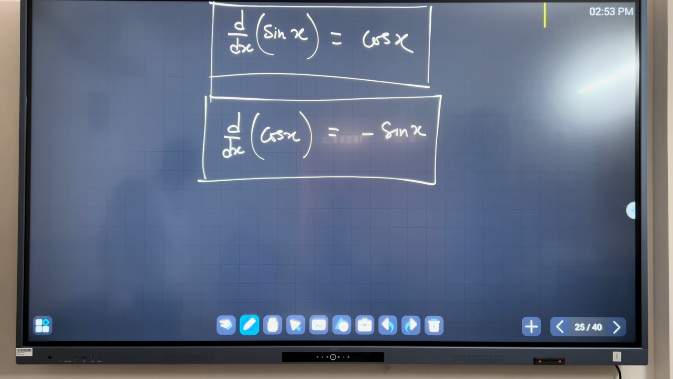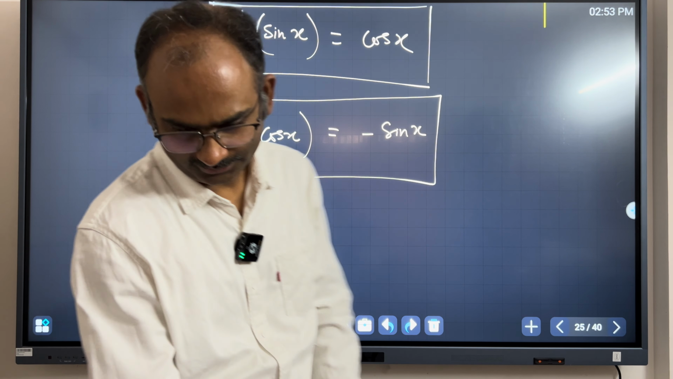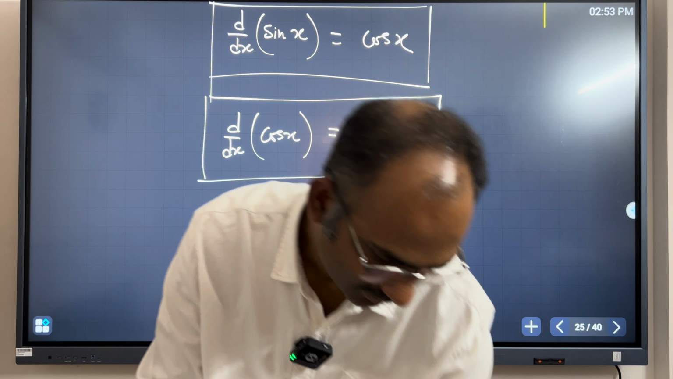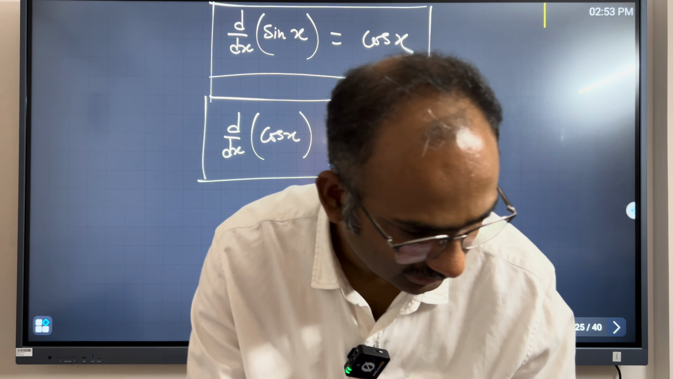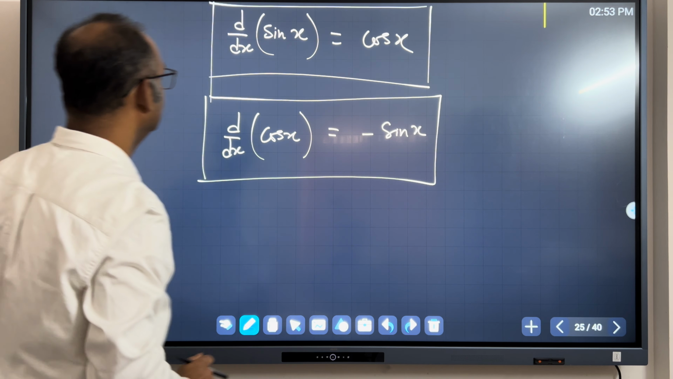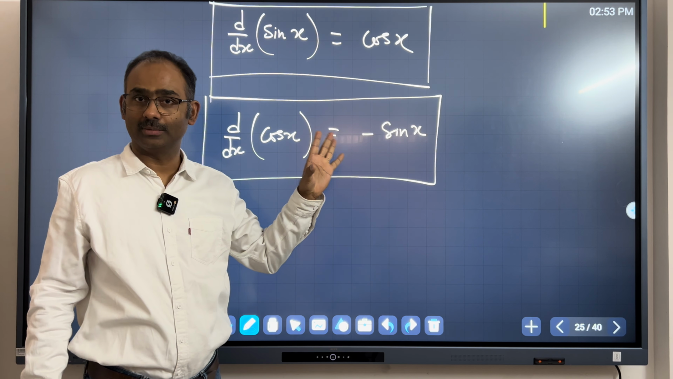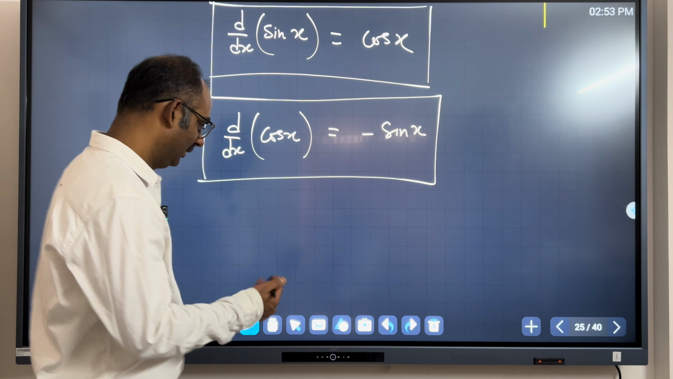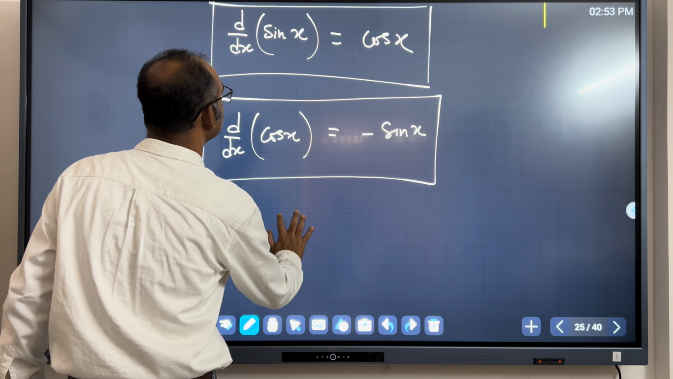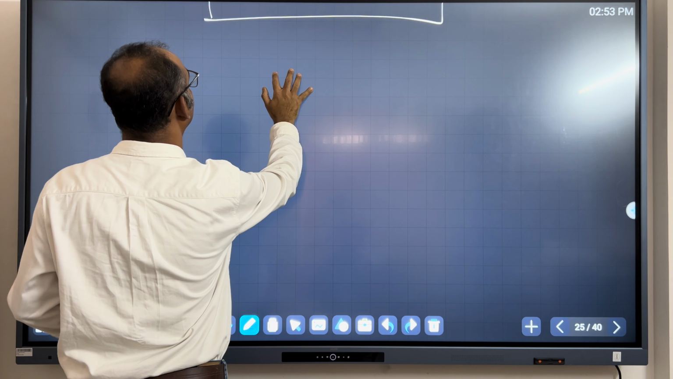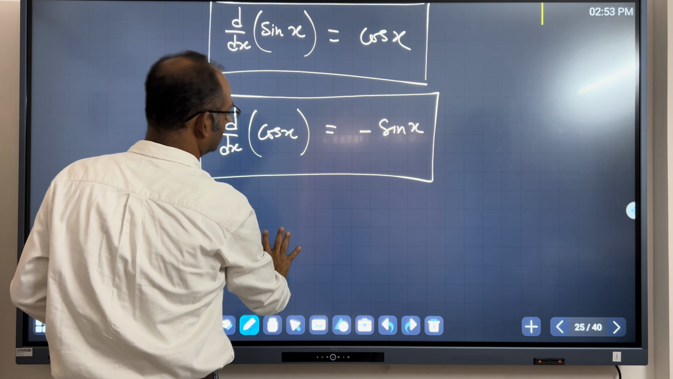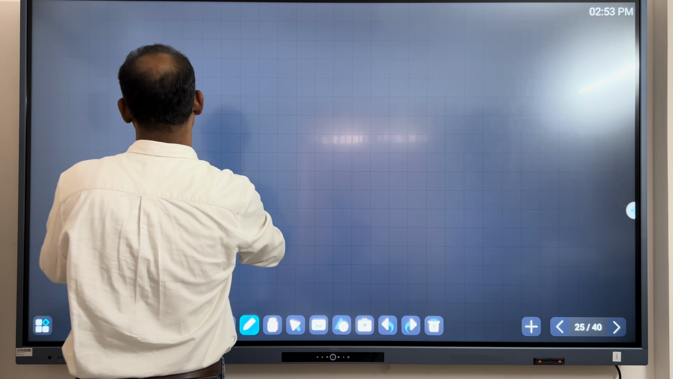The boxes look ugly, no? It's fine. Excellent. We are making good progress. So what I'll do is give you two simple exercises. Can you remember these results? These results you should remember. The derivative of sine is cos, the derivative of cos is minus sine. Exercises.